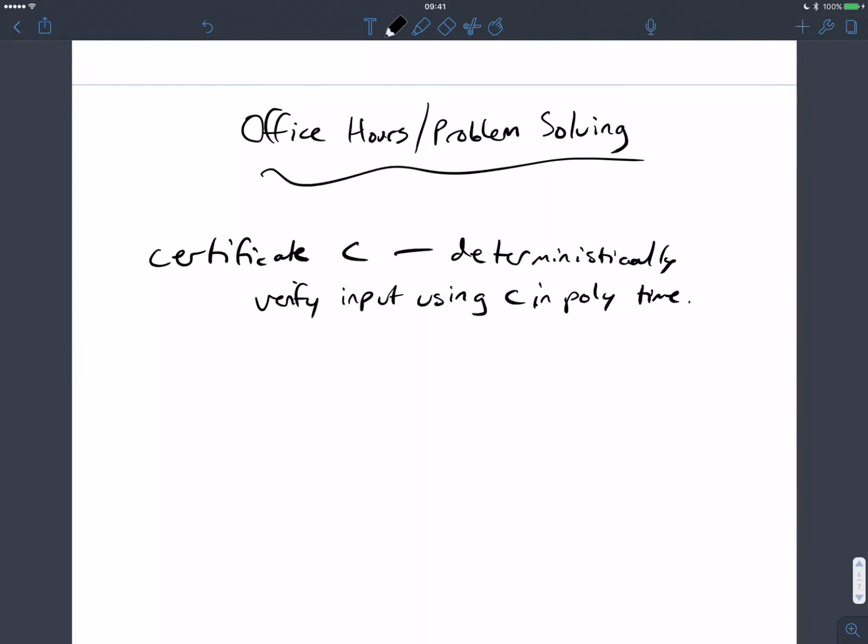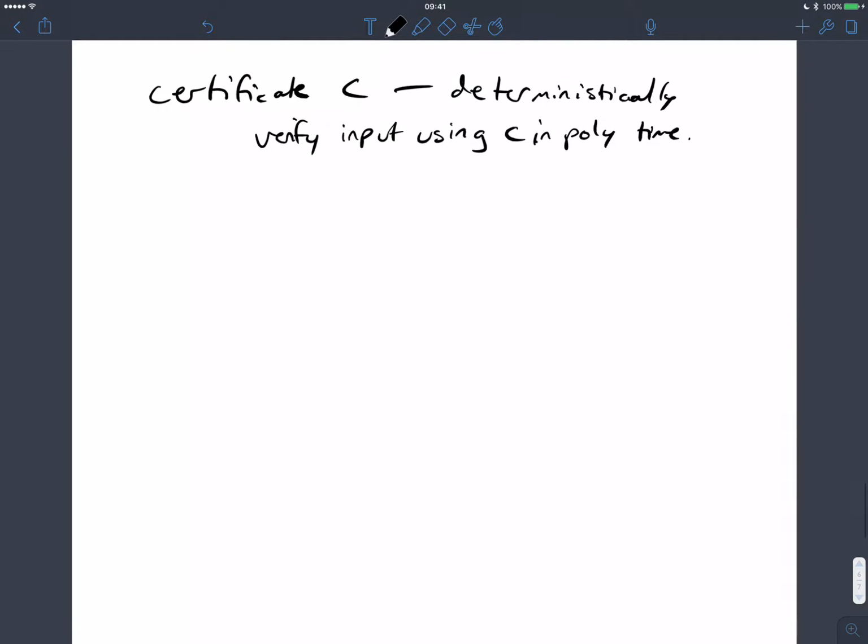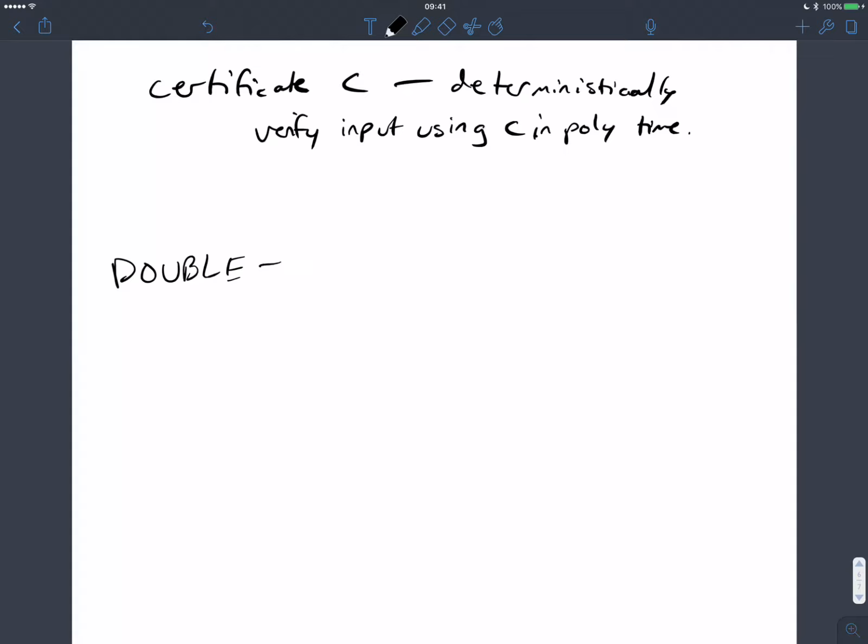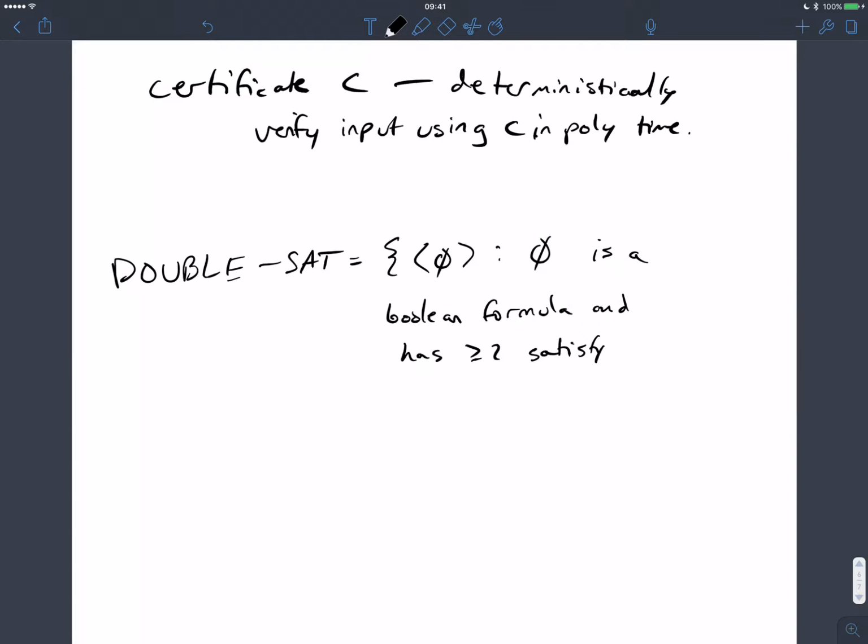Yeah. Any example in mind? Yep. Okay. I know that one's in the back of chapter 7, sorry. So double SAT is a formula. Is it an arbitrary formula, or a CNF formula, or any formula? Okay, so it doesn't matter then. Let's just say a Boolean formula, which doesn't have to be in CNF or anything, and has at least 2 satisfying assignments. This one's actually pretty easy.